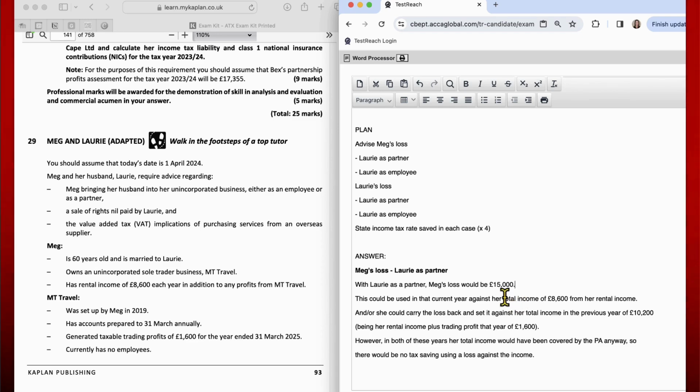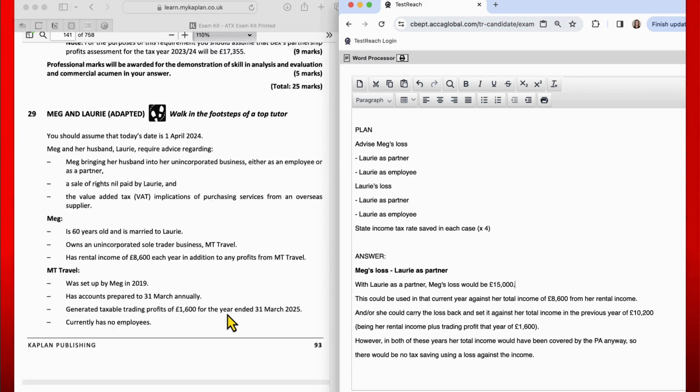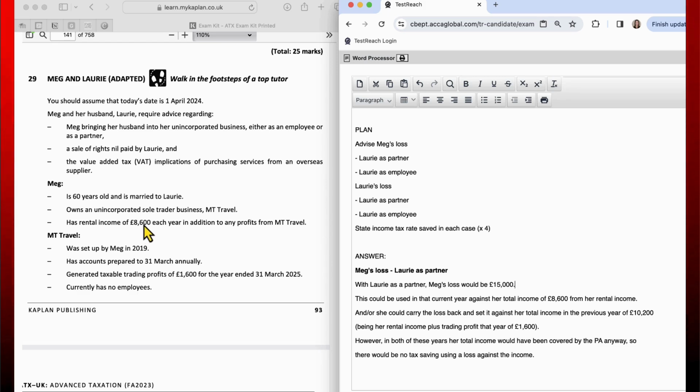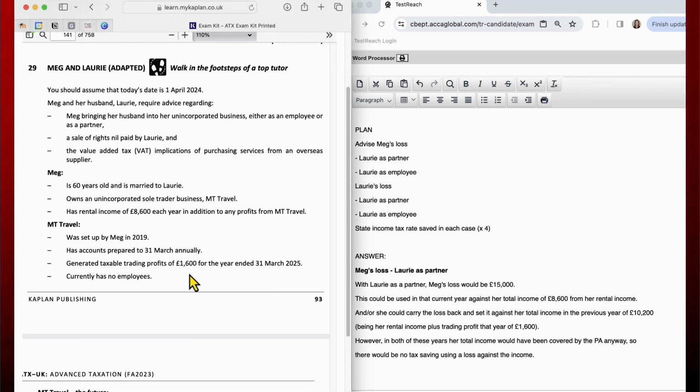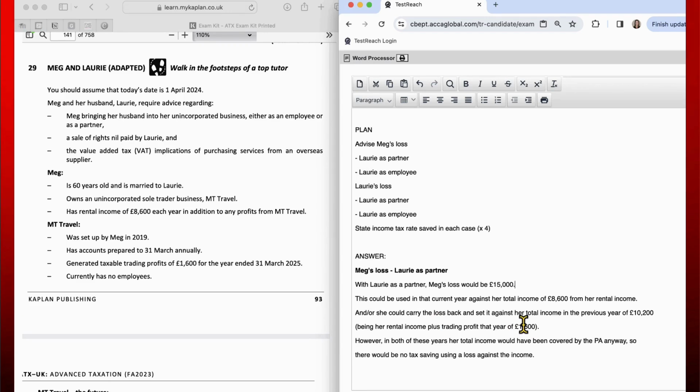So I've started off thinking about a current year claim and a prior year claim, because both of those are set against total income. And we know from the information in the question, because we're told that she has rental income each year of 8,600, and we're told that there's profits in the previous year of 1,600, and we know it's then loss making after that. So it's not very high amounts of income, is it? So although she could use that loss against her current year total income of 8,600, which is her rental income, she could carry it back, set it off against her total income of 10,200, or some sort of combination of those two.